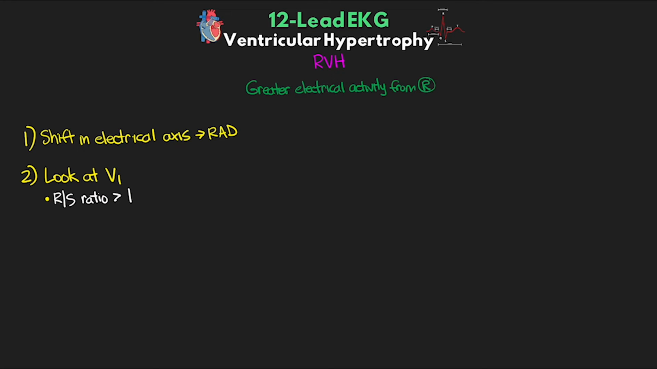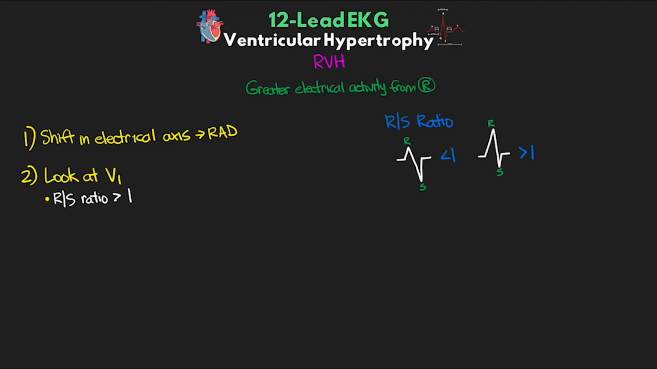What does this mean? Essentially we're comparing the amplitude of the R wave to that of the S wave in V1. Remember that we have our R wave followed by our S wave, and if we put up two examples here, in this first example, our R wave is going to be smaller than our S wave, giving us a ratio of less than 1. In the second example, we have an R wave that's bigger than our S wave, which would give us a ratio greater than 1.